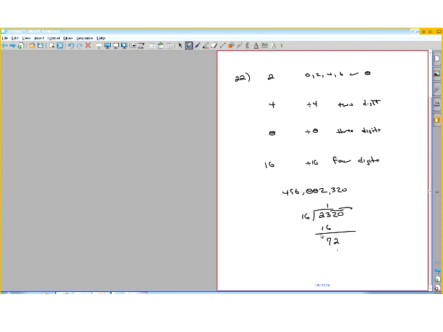So how many 16s go in there? Well, 5 times 16 is going to be 80, so really only 4 is going to work. There are 5 16s in 80, so you multiply 5 by 6, you get 30. There's a 0 remainder. So 2320 is divisible by 16, and therefore the whole number is divisible by 16.